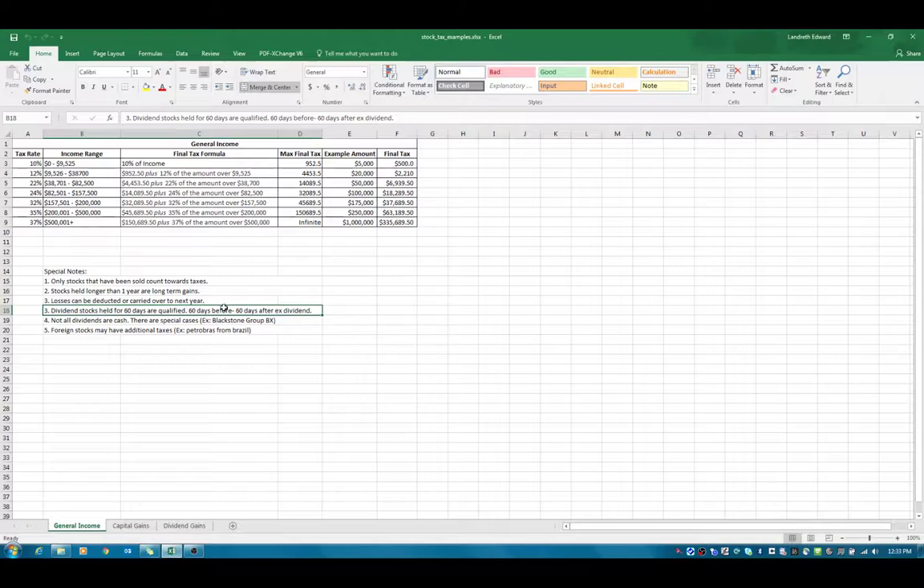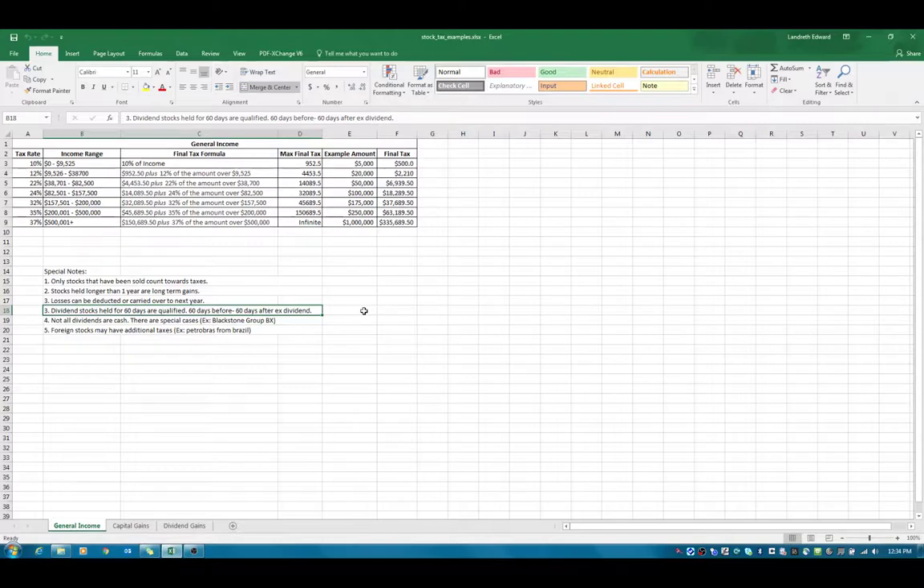And this 60 days can be anything within a 121-day period. So 60 days before the ex-dividend date until the day of the ex-dividend, you could sell it, and that's how you qualify for the dividend. But if you held it for that 2-month period, then it gets discounted when you tax it. Or if you bought it the day before the ex-dividend and then you held it out for 2 months and then sold it, that would also work.